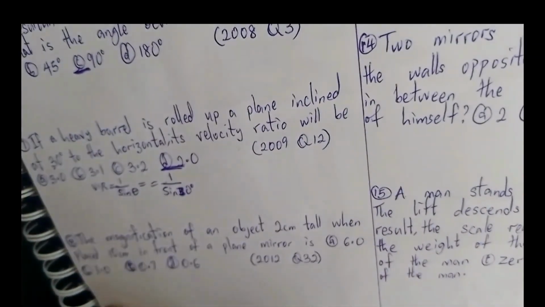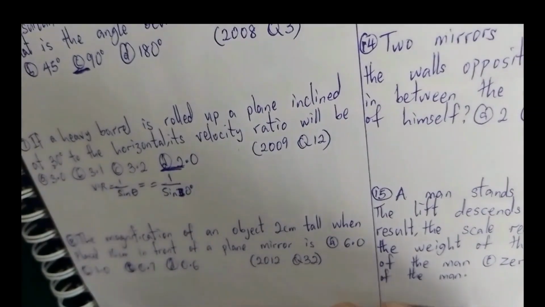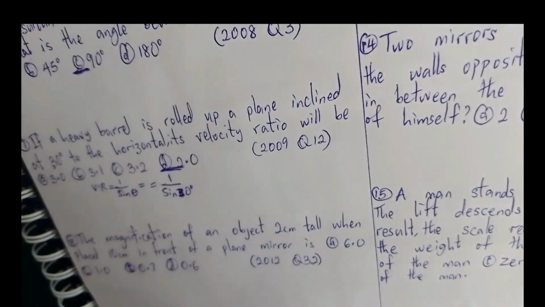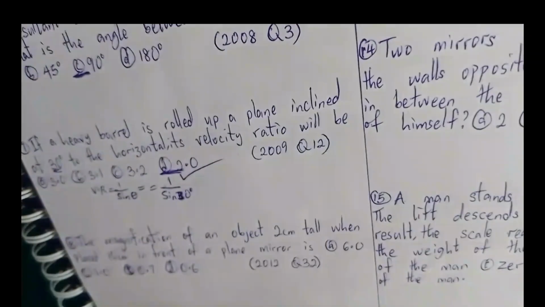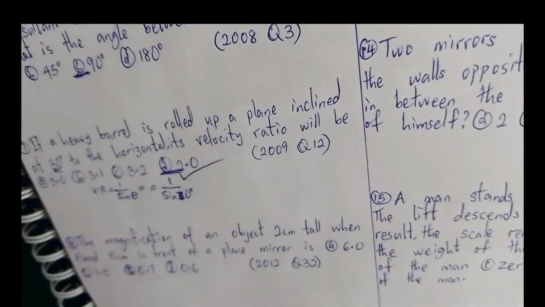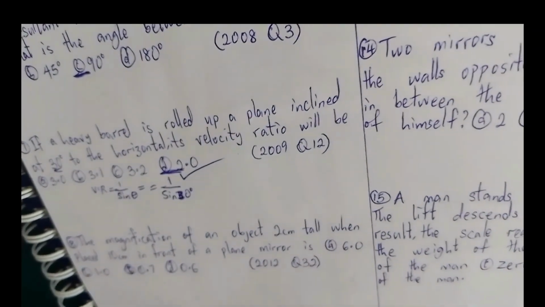Now, in the light of this, anytime you are given a question like this under inclined plane and you are given 30 degrees, don't solve anything. Just go for option 2. 2 will surely be the correct answer. Once you are given an inclined plane and you are given sine 30 degrees, go for 2. There's no need of wasting time to solve anything. It's a very common question, they do repeat it several times.